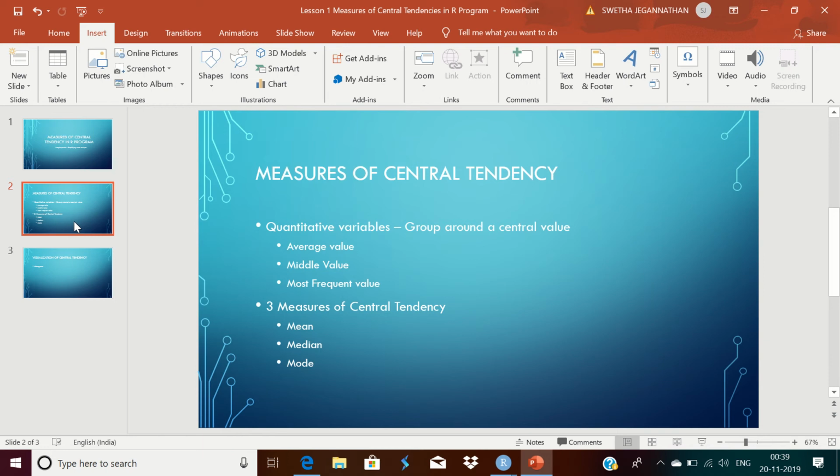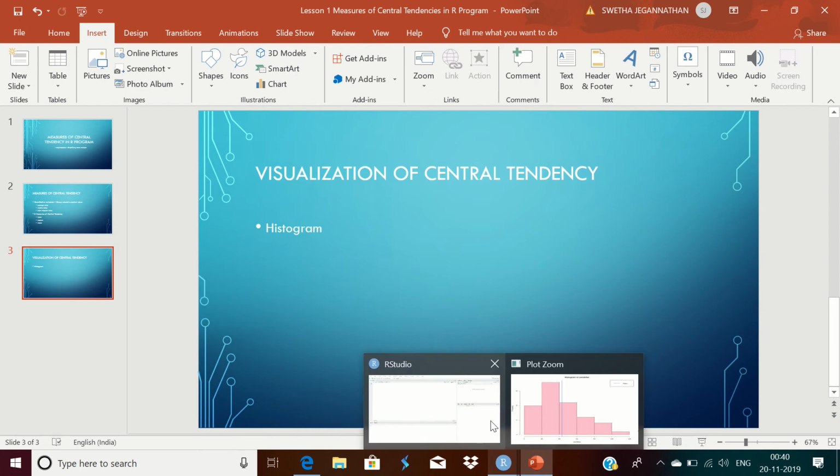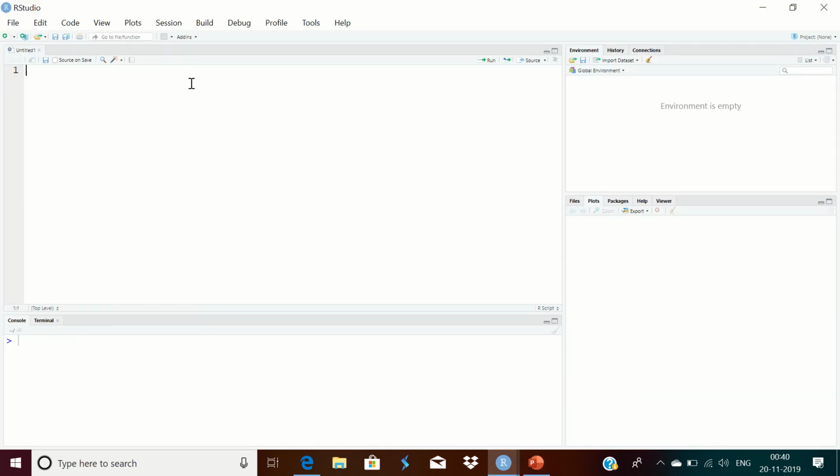Mean would refer to the average value, for example, the average score of the class. Median would be the middlemost value. In this case, what would be the middlemost score of the class? And the mode would be the most frequent value. In our example, it would refer to the most frequent score that has been observed in the class. And the best way to visualize central tendency would be a histogram. So today, let's see in this video how we go about looking at central tendency.